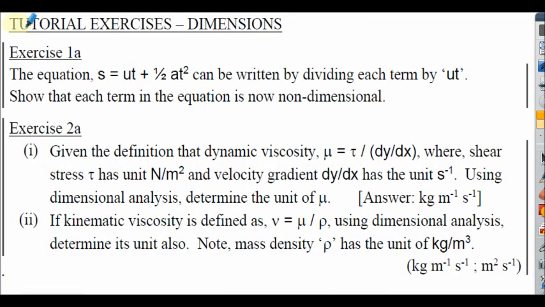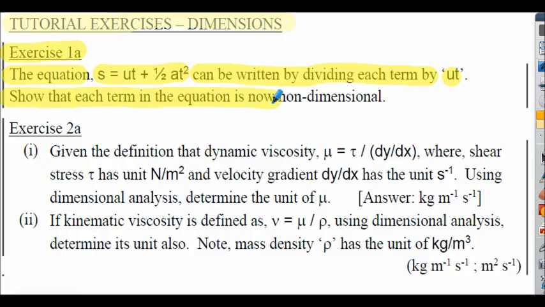And here are some tutorial exercises related to dimensions problems. I'm going to outline them briefly to you, and then I will show you the full worked solutions, but I'll let you review the solutions at your own pace. So here's exercise 1. The equation s equals ut plus a half at squared can be written by dividing each term by ut. We're asked to show that each term in the equation is now non-dimensional.